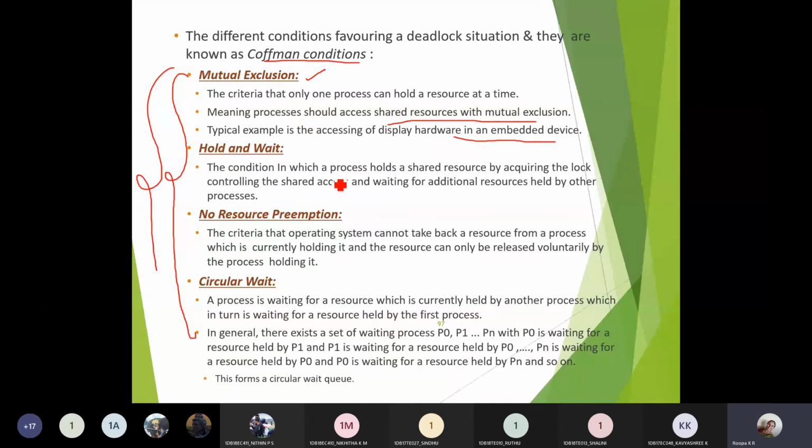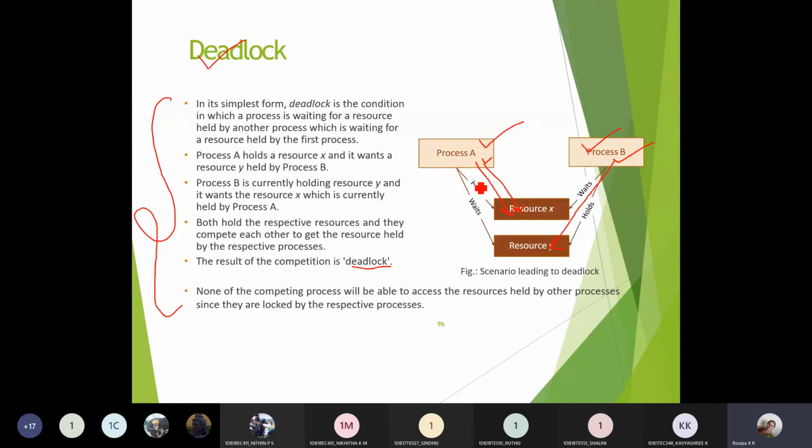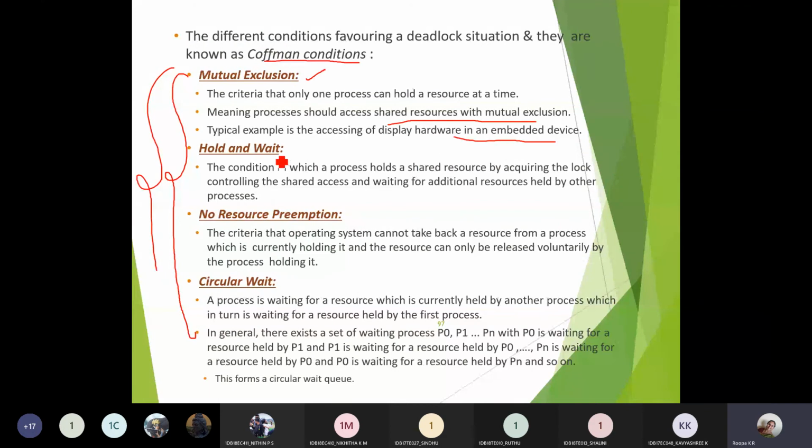Hold and wait is the condition in which a process holds a shared resource for a certain time, controlling the shared access, and waits for additional resources held by another process. See here, it is utilizing this resource and waiting for another resource. In that way, resource X will also not be released. That is hold and wait.